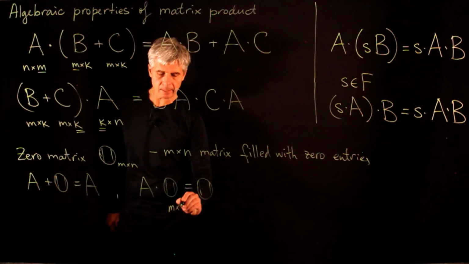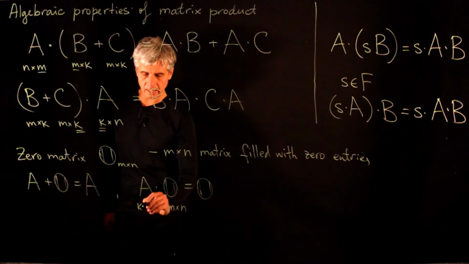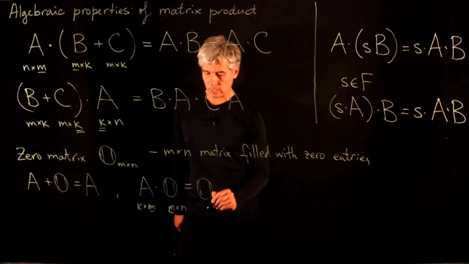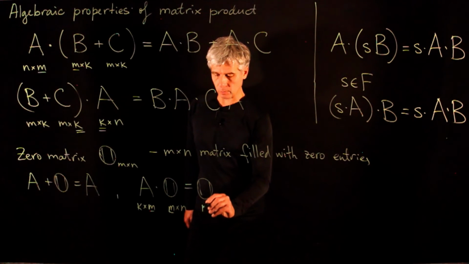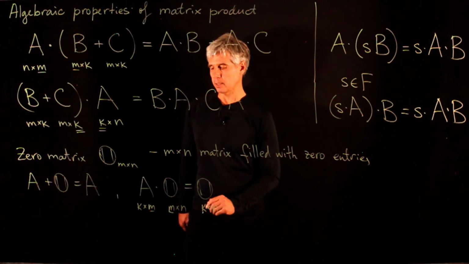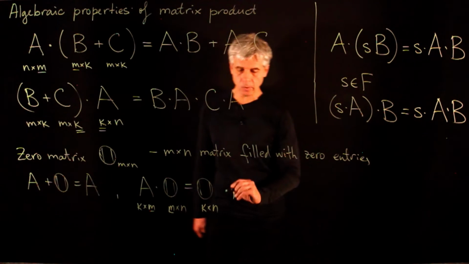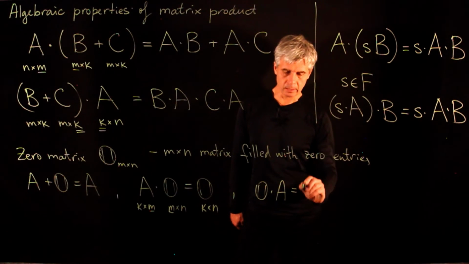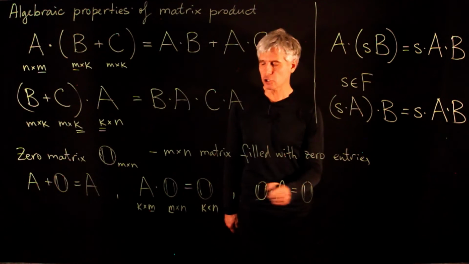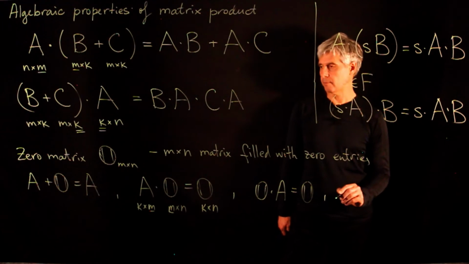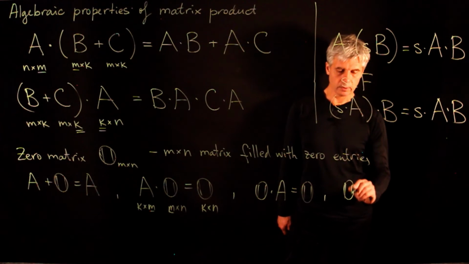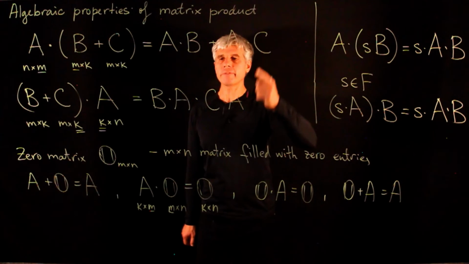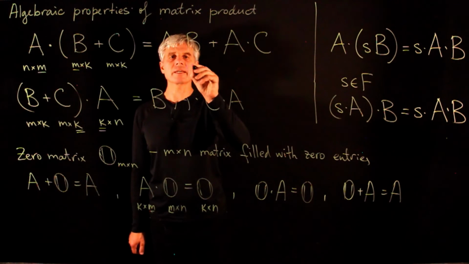So if this is m by n, and this must be k by m, so this 0 matrix will have possibly a different dimension. So it will be size k by n, right? And so likewise, in the other order, 0 times A is equal to 0, right? Well, dimensions should be appropriate here. And, well, 0 plus A is equal to A. So I leave verification of these properties for you as an exercise.